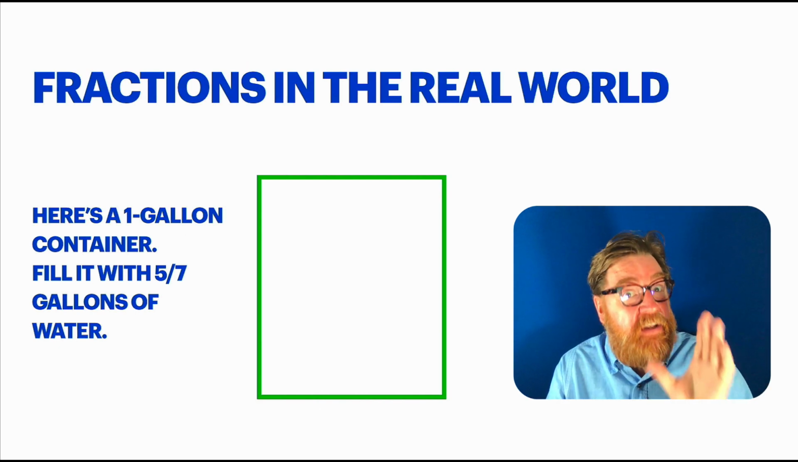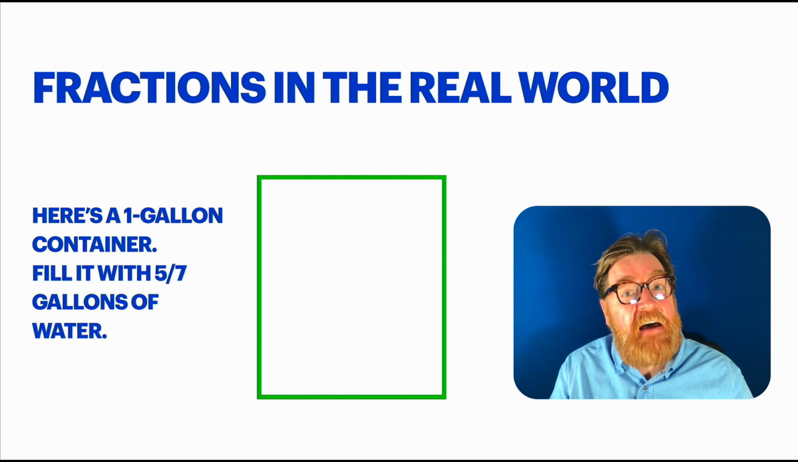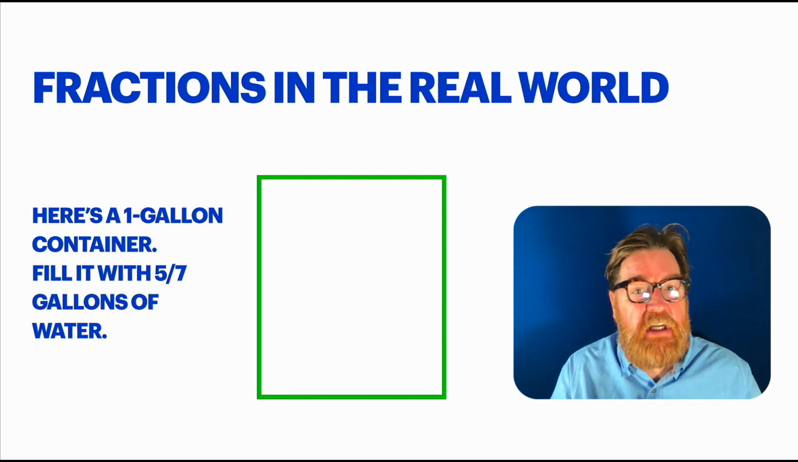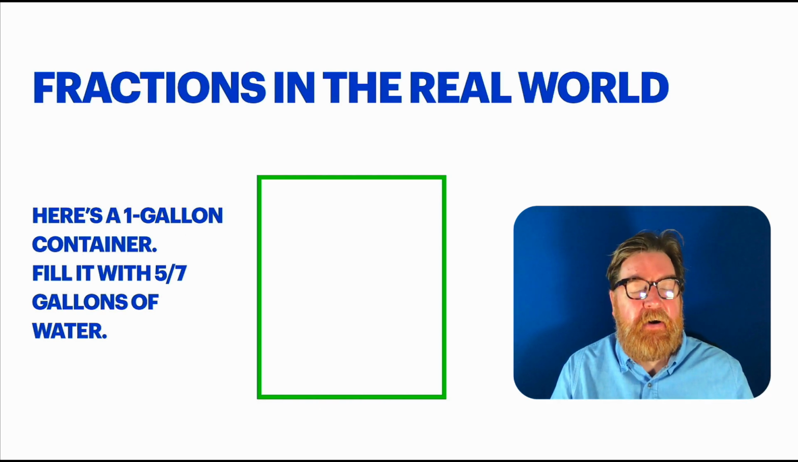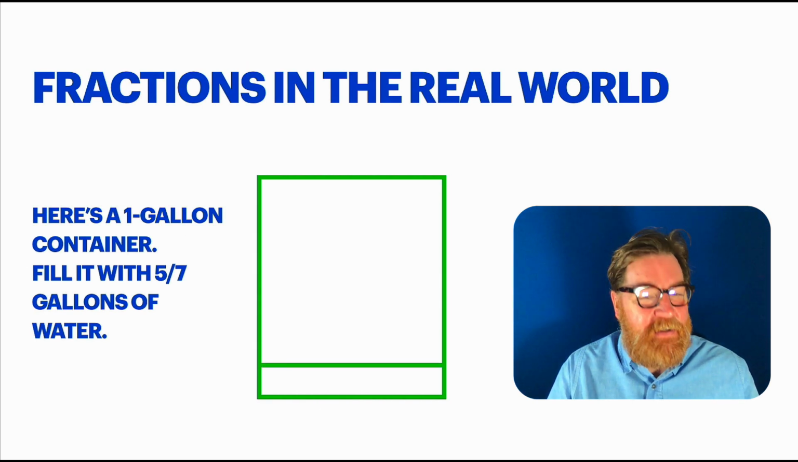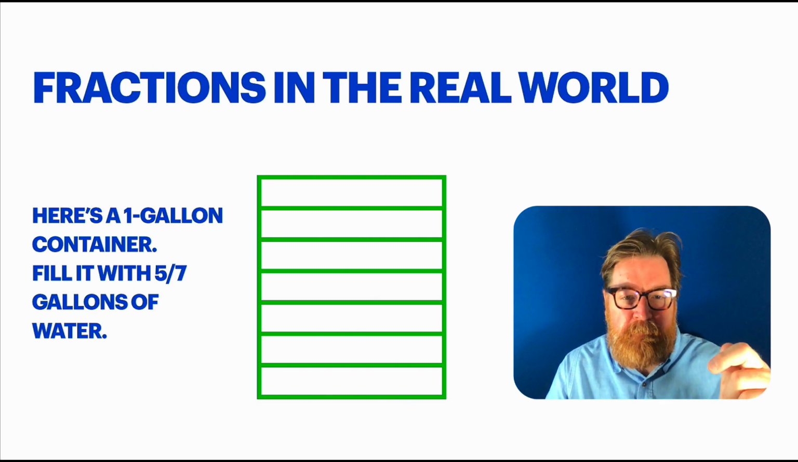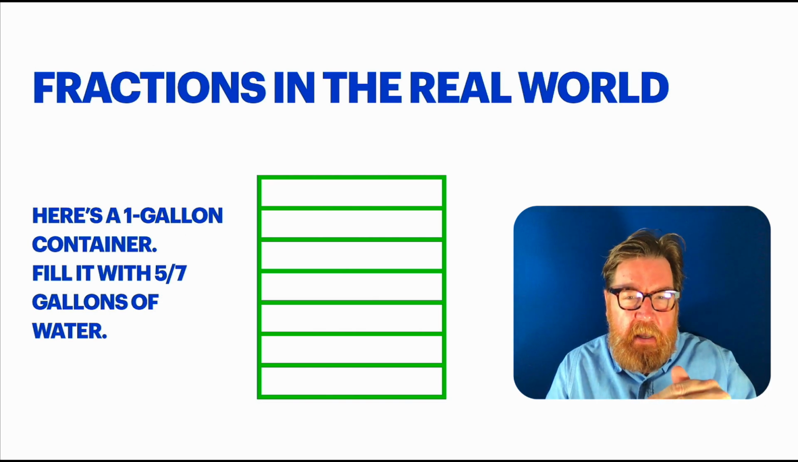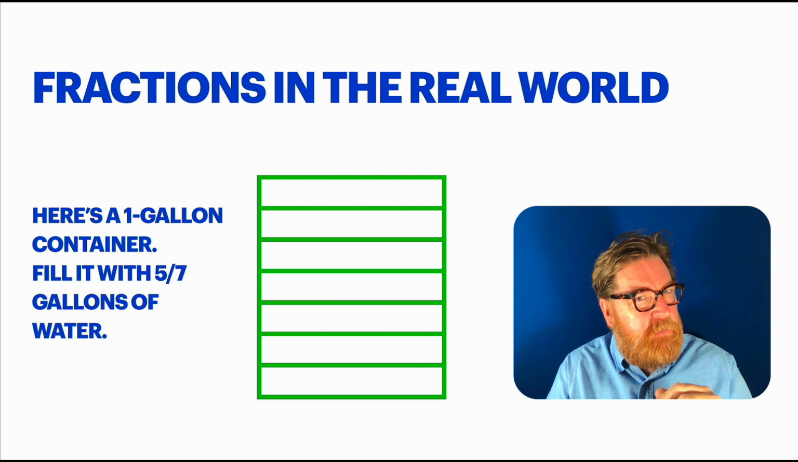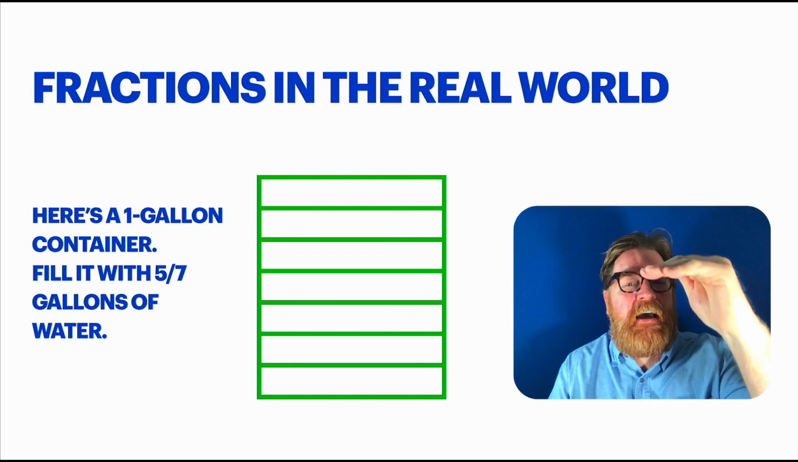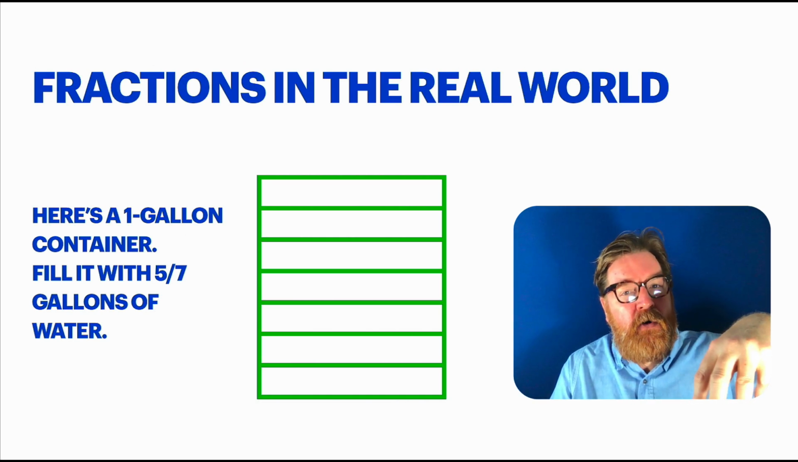5/7. So first of all, the sevens. Let's break it up into 7 equal pieces. Again, I'm going to cheat a little bit. I'm going to use the computer to help me. Let's do 7 equal pieces. 3, 4, 5, 6, 7. Okay, 7 equal pieces. And where do we need to fill up to? Right, the 5th line. Okay, so let's pour water in.